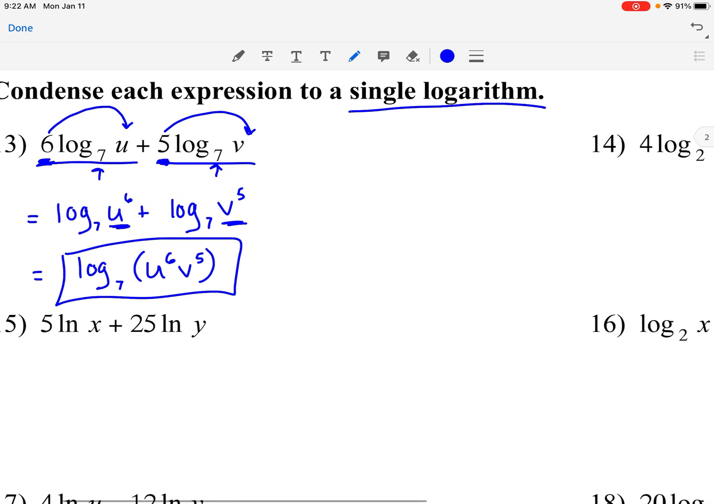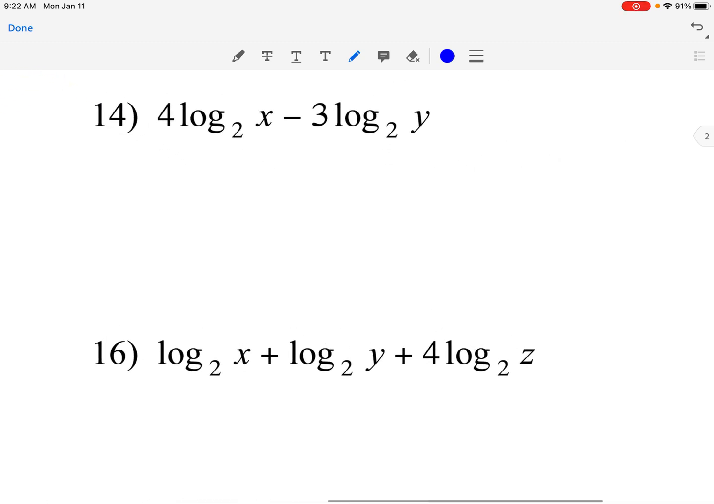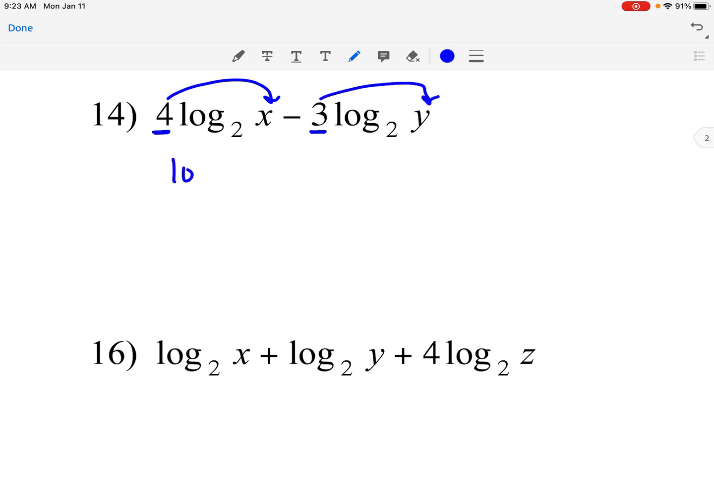So we'll practice now one with the quotient property. That has a minus sign, so the same thing applies here. I cannot have my coefficients. They do have the same base, so that's good. But I cannot have coefficients when I combine them. So the 4 will become an exponent here. The 3 will become an exponent here. So let me rewrite that really fast. x to the 4th power minus log base 2 of y to the 3rd power.